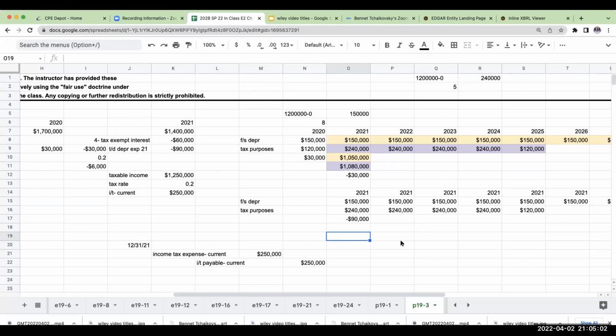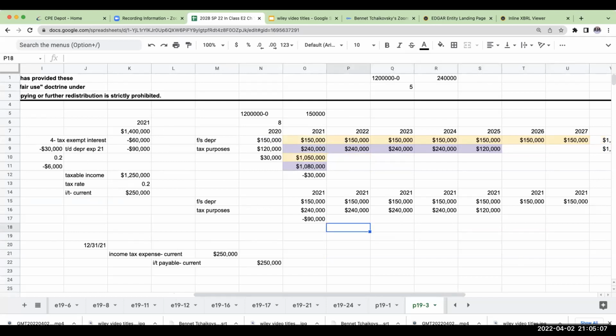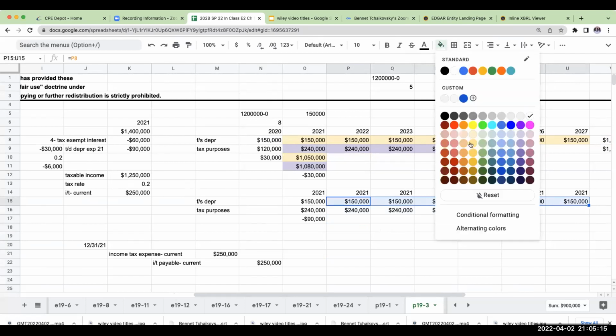Okay. Now what we're going to do is look at what our deferred tax liability should be for this. Let's take a look at that. As I'm now looking at these future periods, right? If I'm going to go up here, let's come up with a new color.